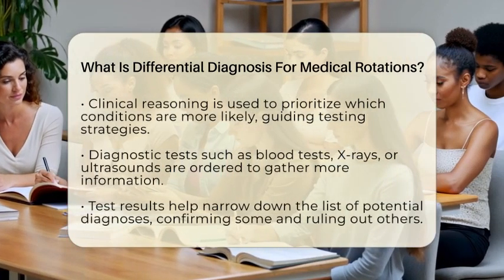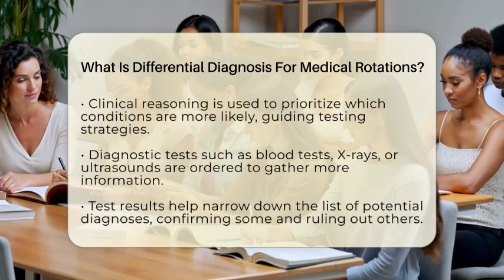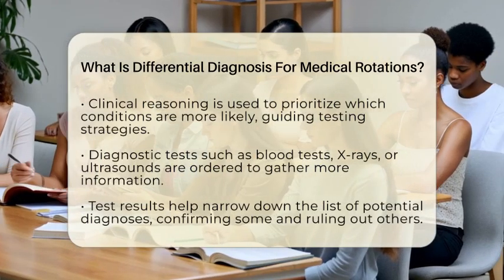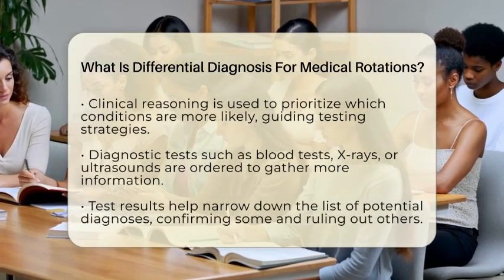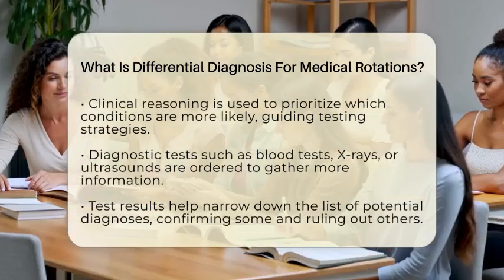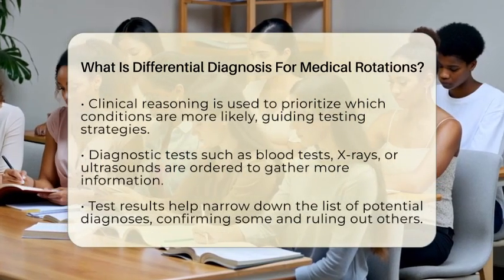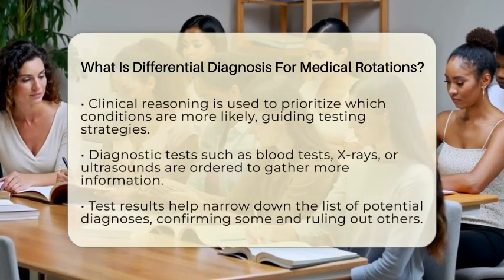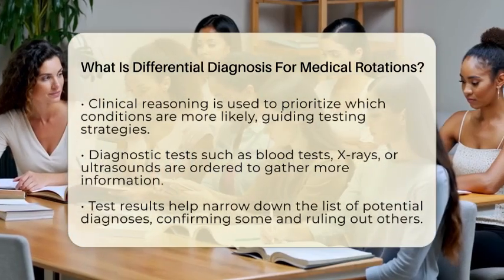Next, you create a list of possible conditions that could cause the symptoms. For example, if a patient has chest pain, your list might include heart attack, acid reflux, muscle strain, or lung problems. You then use your clinical reasoning skills to decide which conditions are more likely based on the information you have. This helps you prioritize which diagnoses to test for first.